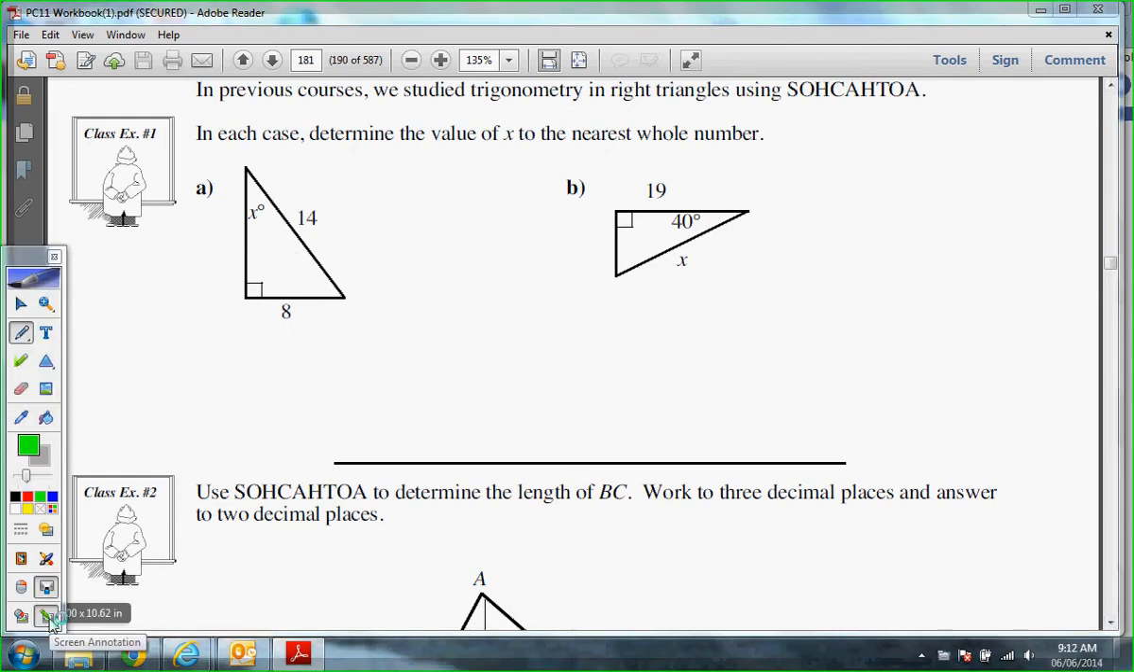Alright, so class example number 1. In each case, determine the value of x to the nearest whole number. So this is just using your regular trigonometry. These are right triangles. This is not what we're doing today. It's just to get used to the sine, okay?